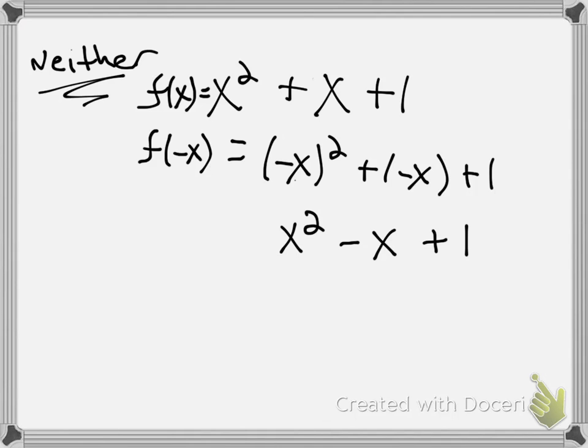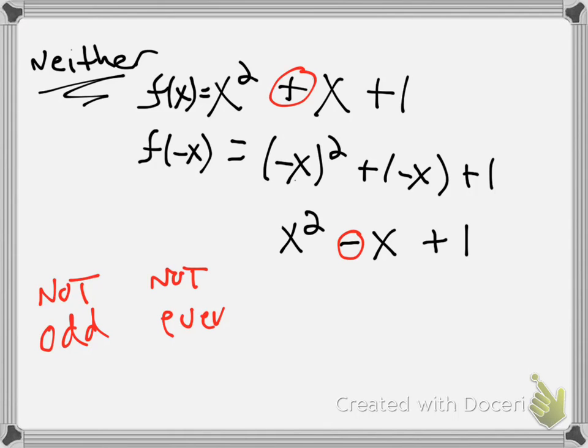So now, we either want it to be exactly the same as our original or exactly opposite. So this was positive. This one's positive. So far it looks like we've already ruled out that it can be odd, because the x squared would have to be negative x squared for it to be odd. Let's look at the x. It's positive here, but it's negative here. So that means it can't be even. It's not exactly the same. It's not exactly opposite. So it's neither.